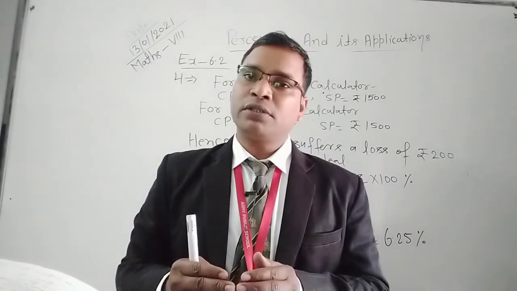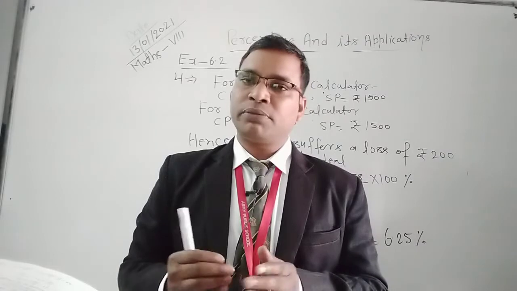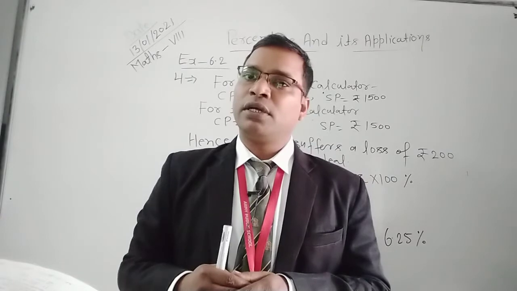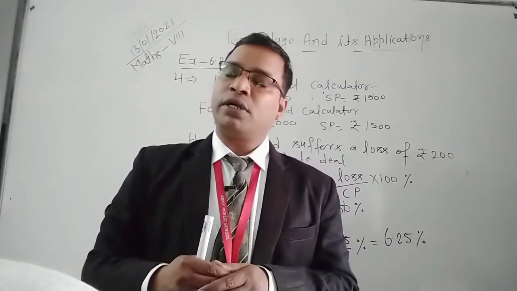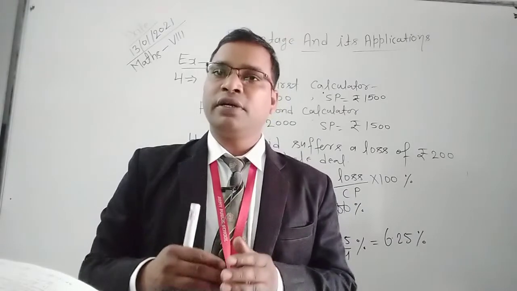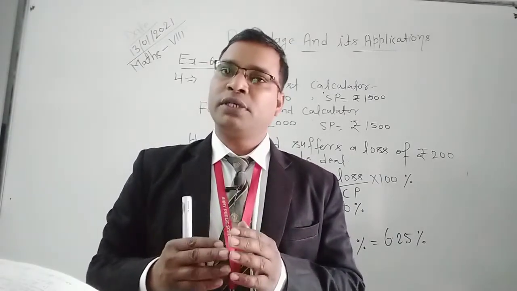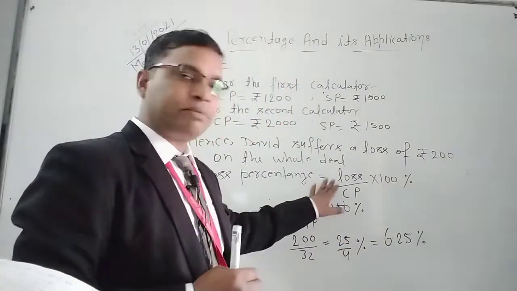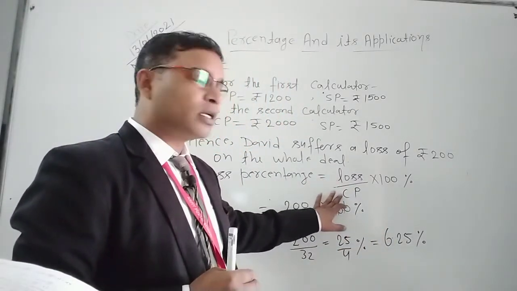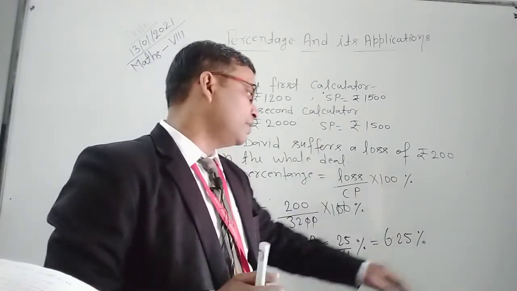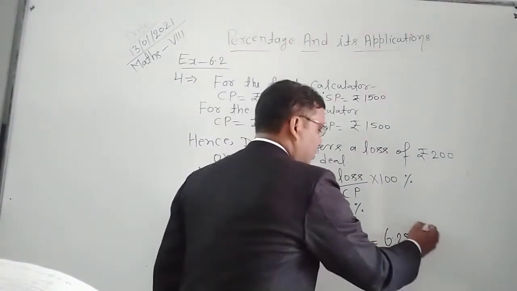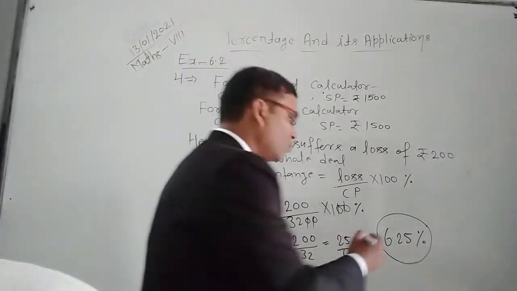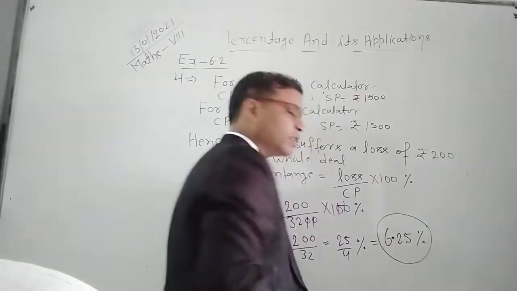Okay. So how much loss did David face? If you subtract cost price minus selling price, then you get loss. So here you find loss 200 rupees in the whole transaction. David faced a loss of 200 rupees on the whole transaction. So we find here loss percentage. Loss percentage is equal to loss by cost price into 100%. You can see here we find the loss percentage 6.25%. Okay, this is clear now.